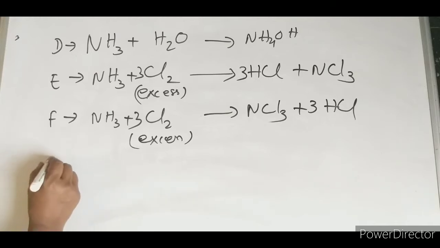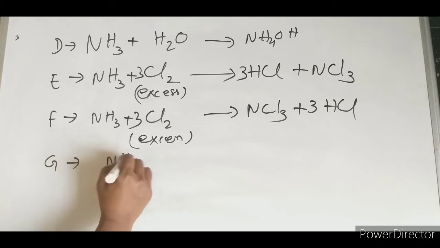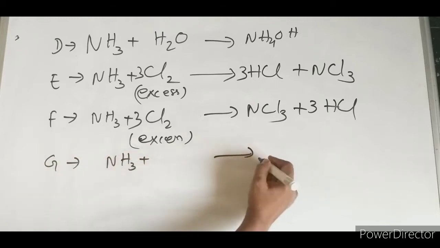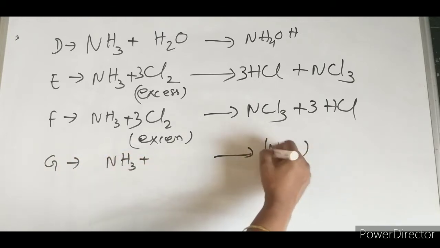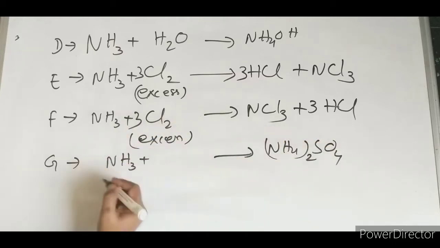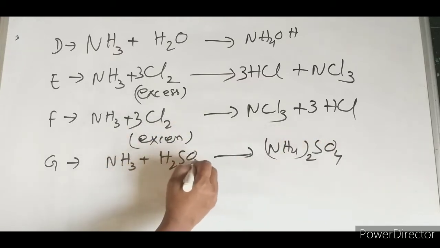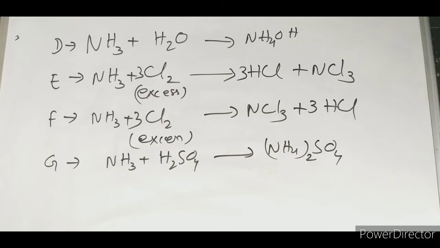Then let us go for G. G, it is from ammonia, something will be added to it. It will be ammonium sulfate. What will be added? H2SO4 should be added to it, so that it will be ammonium sulfate. So this one will be 2, this one 8, 6, 8. Okay, sulfate. Got it?